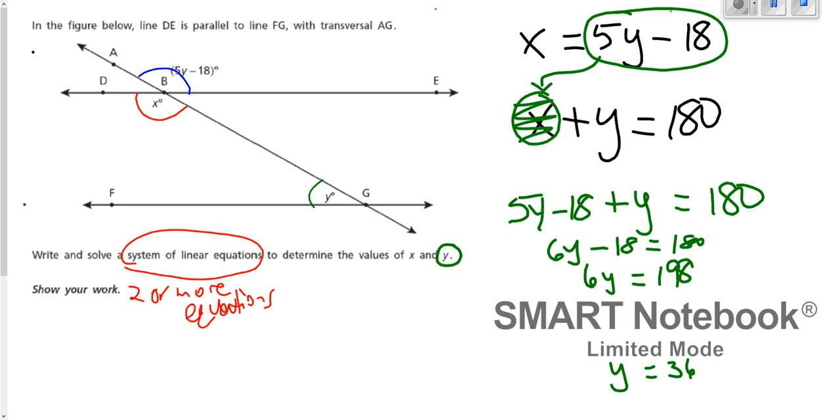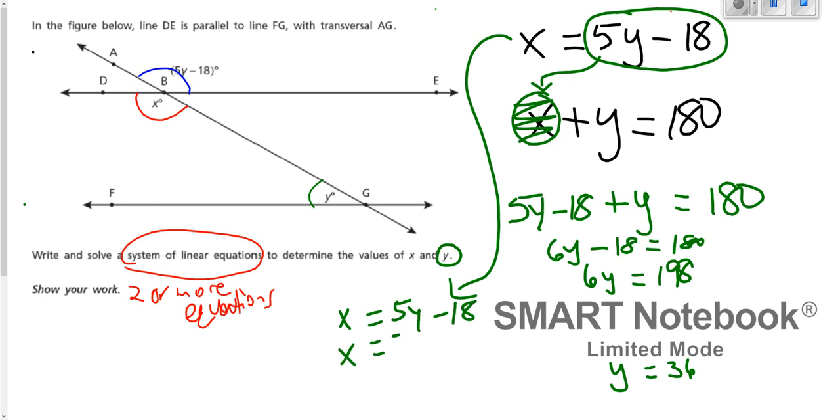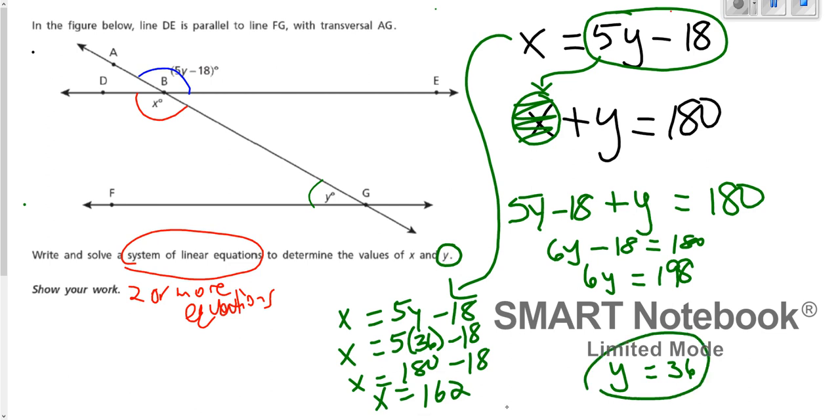Now we have to figure out what x equals. So I'm going to use this equation to help. x equals 5y minus 18. But now I know that y is 36, so I use that. And now I just need to multiply. 5 times 36 is 180 minus 18, and I get x equals 162 degrees. So y, x, there are my two answers.